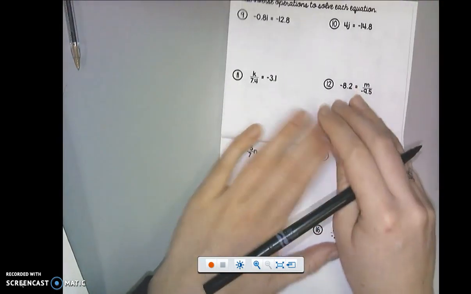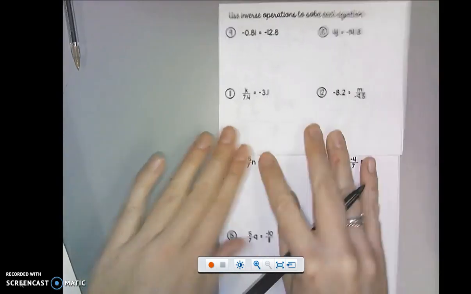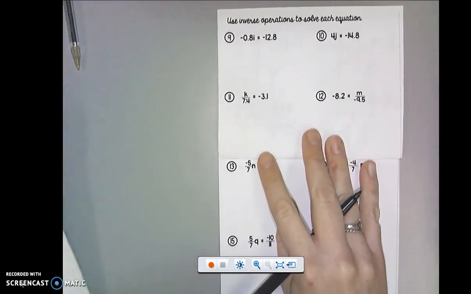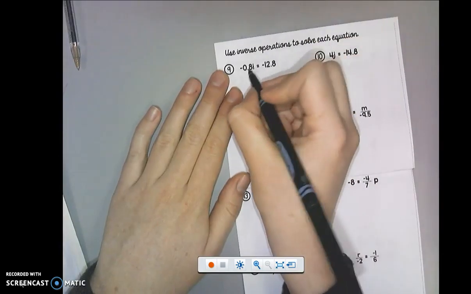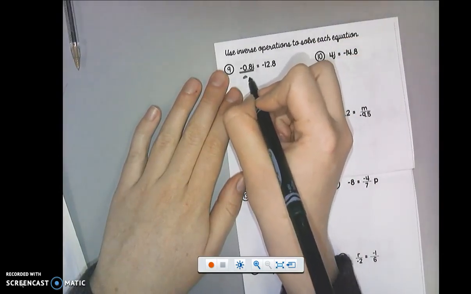Alright, now let's do some 2-steps. So much more fun, right? So we're going to use 1-step, multiplying and dividing. So we're going to divide by negative 8/10.